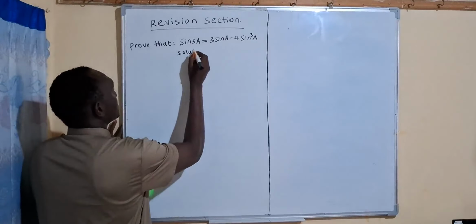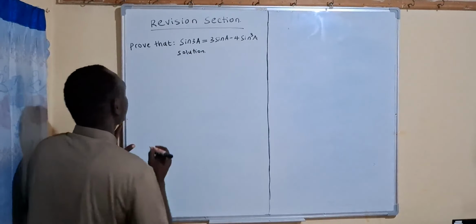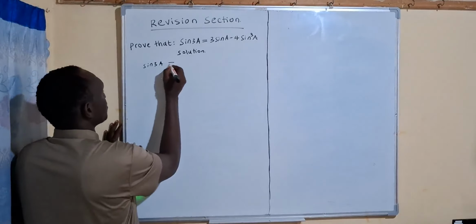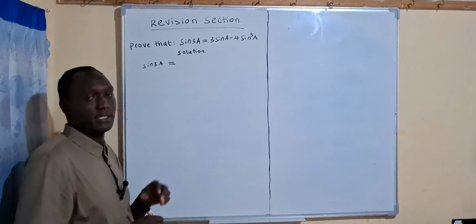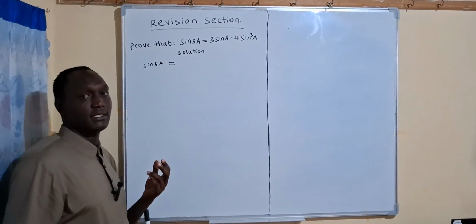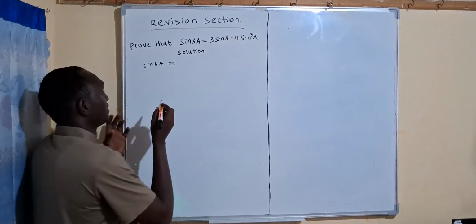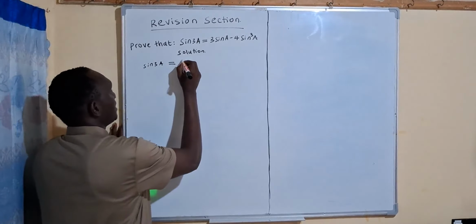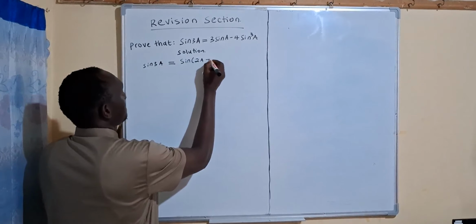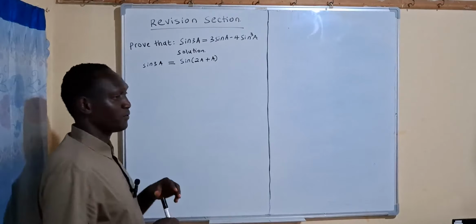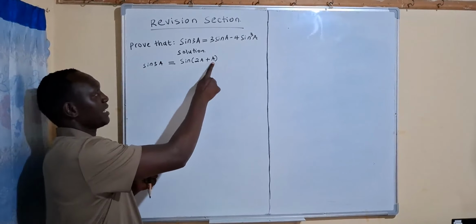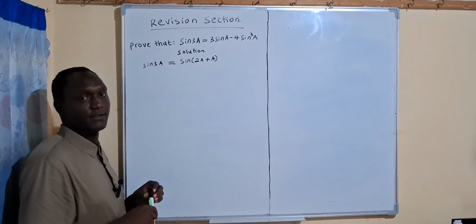When we are solving this, we shall say sine of 3A equals. So we are going to split this into two angles that make no change. For example, you can say sine of 2A plus A. By this we have not changed the meaning of sine 3A. Why? Because 2A plus A still gives us 3A.